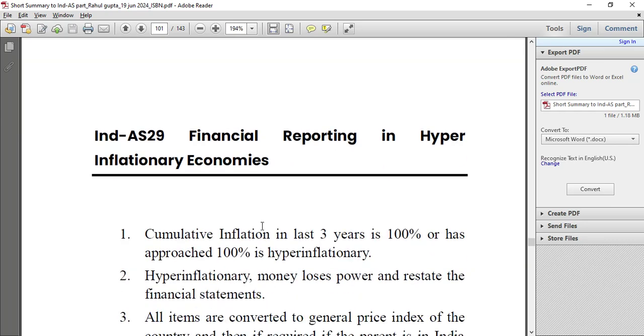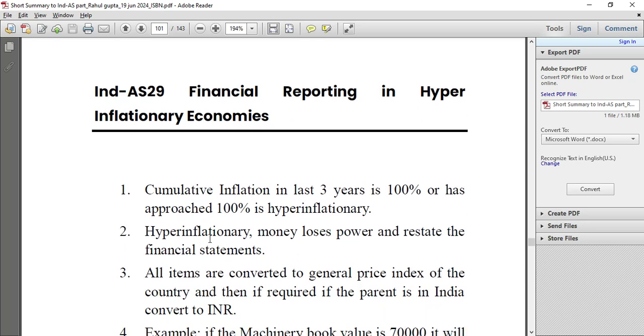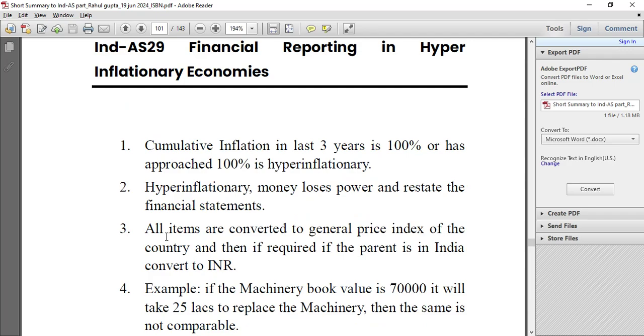What is cumulative inflation? Hyperinflationary economies are economies where the cumulative inflation in the last 3 years is 100% or has approached 100%. Then it is a hyperinflationary economy. In a hyperinflationary economy, money loses power and we have to restate the financial statements. All items are converted to the general price index of the country, and then, if required, if the parent is in India, convert to INR.